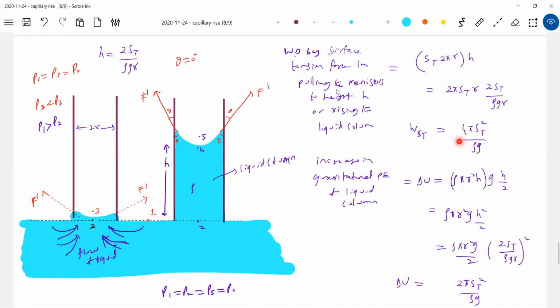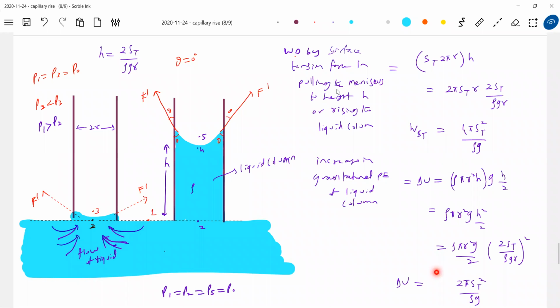Where did the remaining energy go? It is converted into heat. Why heat? Because what is water usually? Any liquid will have viscosity. Viscous force is a non-conservative force. So when the water is rising up, there will be a viscous drag between the layers of water. To overcome that, energy is needed. We provide a part of the work done by surface tension. So the remaining will be released as heat.